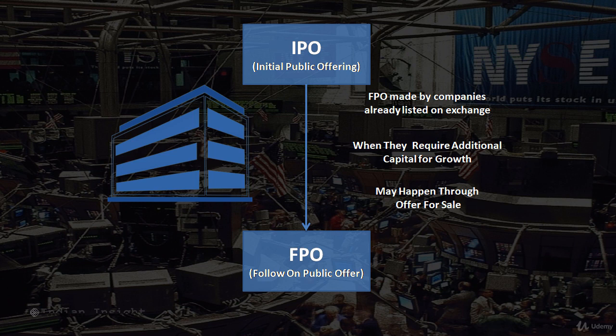The company may take an FPO route if it requires additional capital for growth or in order to restructure its capital by retiring debt. Some FPOs may also happen through offer for sale, where existing shareholders offer some of their shares for sale. This may happen if the promoters would like to dilute their holdings in the company after the lock-in period imposed at the time of their IPO is over.